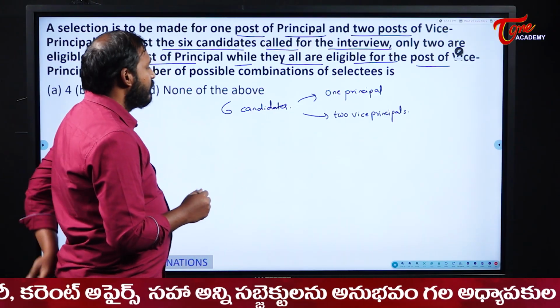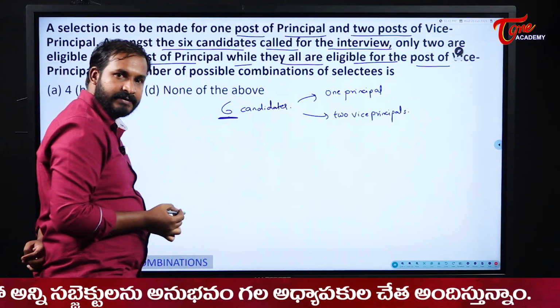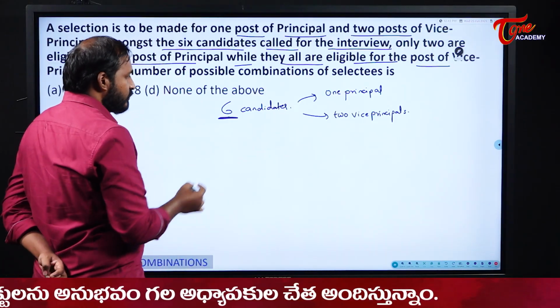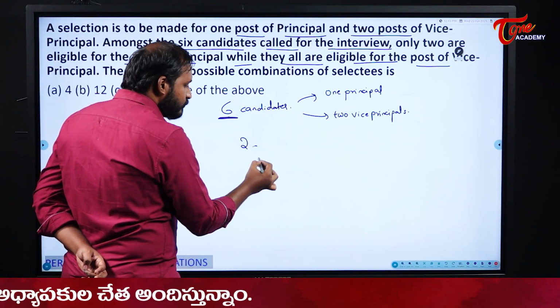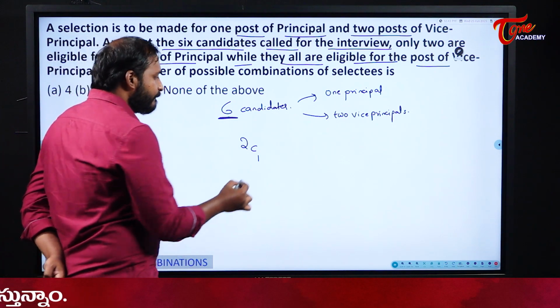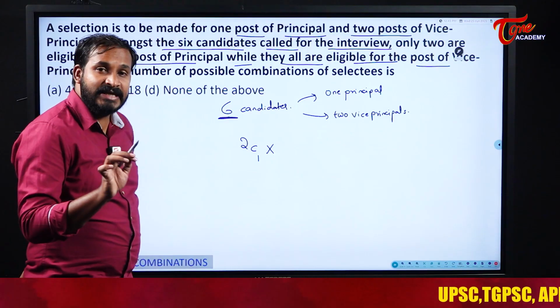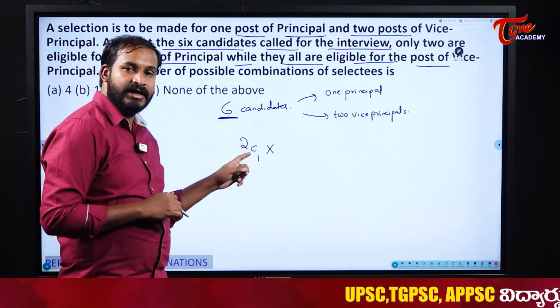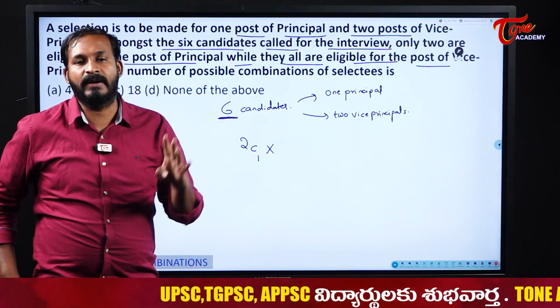Out of 6, I need to choose one principal, right? Sorry, not 6. Only 2 are eligible for principal. So from 2, I need to choose one principal, 2C1, into one principal and 2 vice principal. Now, please be careful here, students. Sir, already 2 are there here. So total 6 minus 2, now there are 4 persons available.